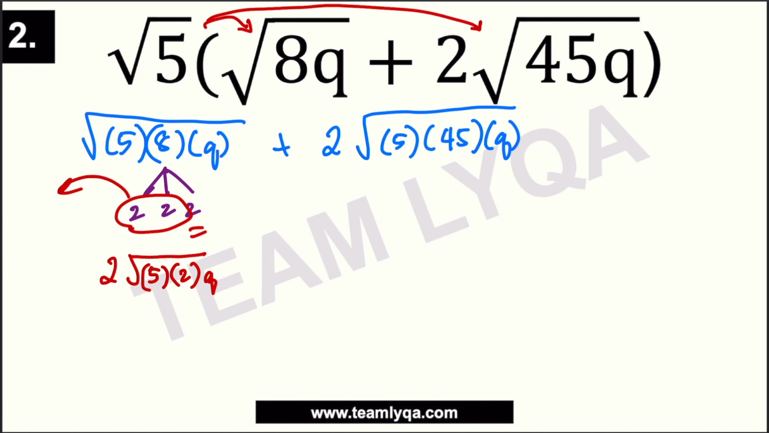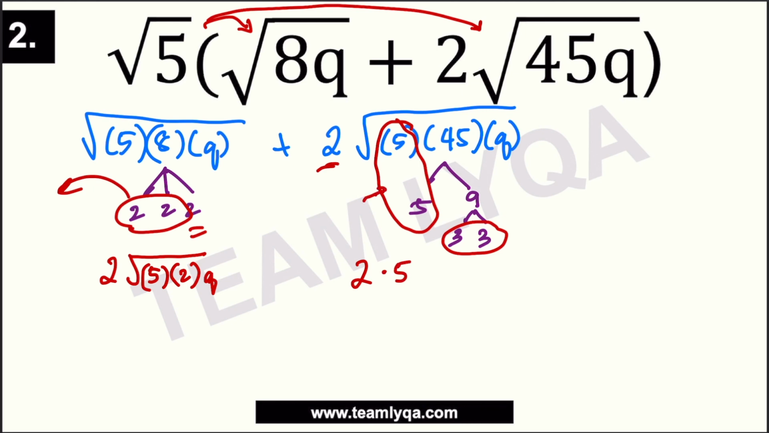Tapos, dito naman, yung 45, pwede natin siyang i-split into 5 times 9, na yung 9 ay dalawang 3 naman kasi 3 times 3 is 9. At dahil dyan, meron tayong mailalabas na pares ng 5 at pares ng 3. So, dito mangyayari dyan, magiging 2, itong 2 na to, tapos times 5, which is this, tapos times 3, tapos ang maiiwan sa ilalim ng payong ay yung square root of q na lamang. Okay? At yan ay plus.